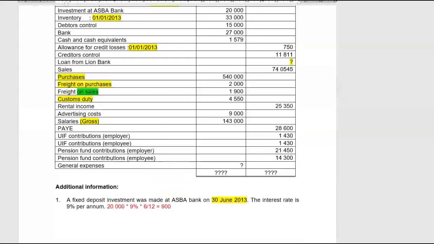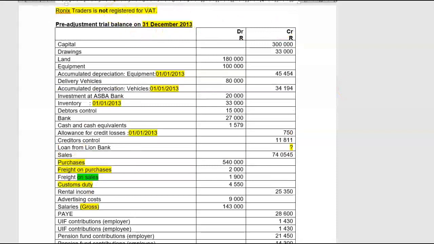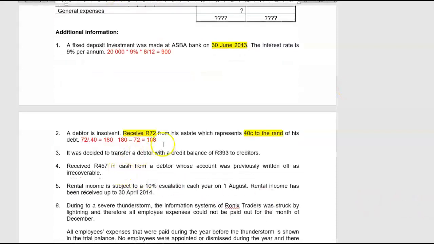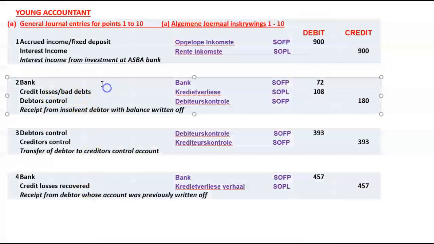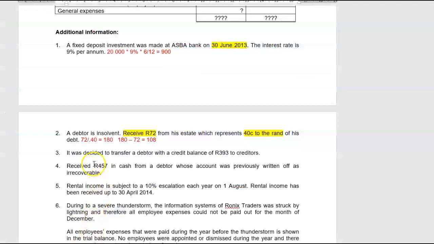So I say this guy is not registered for VAT, so VAT doesn't play a role. So we would debit credit losses with 108 Rand and credit debtors with 108 Rand. So in totality, bank would have been debited with 72 Rand. Credit losses, the expense account in the statement of profit and loss, would have been debited with 108 Rand, and our debtors control account would have been credited with the full amount of 180 Rand.